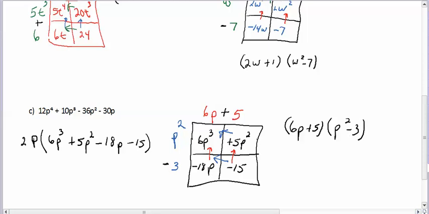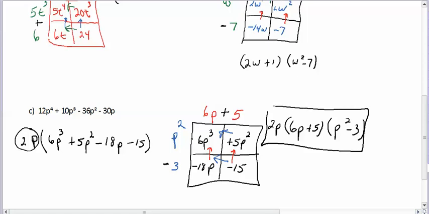And then I can't forget that the p that I took out, the 2p over here, needs to go with it, so 2p. And right here is my final answer, including that 2p that's on the outside. Okay, so that is factoring polynomials with 4 terms.